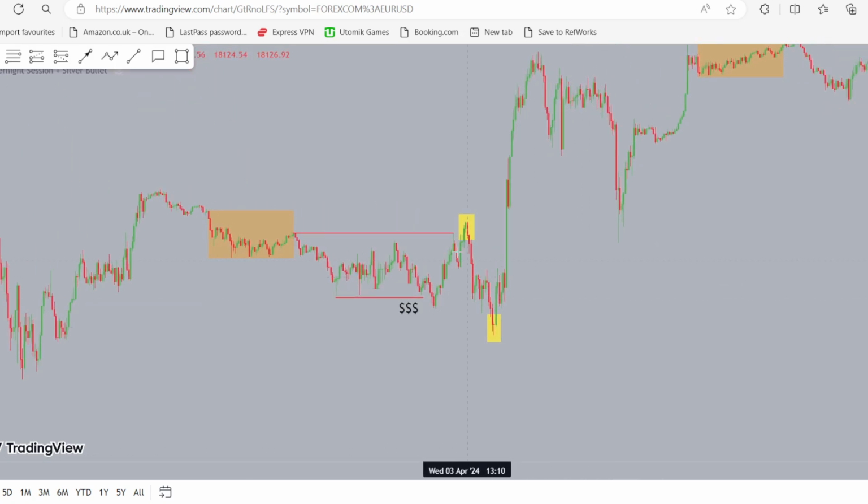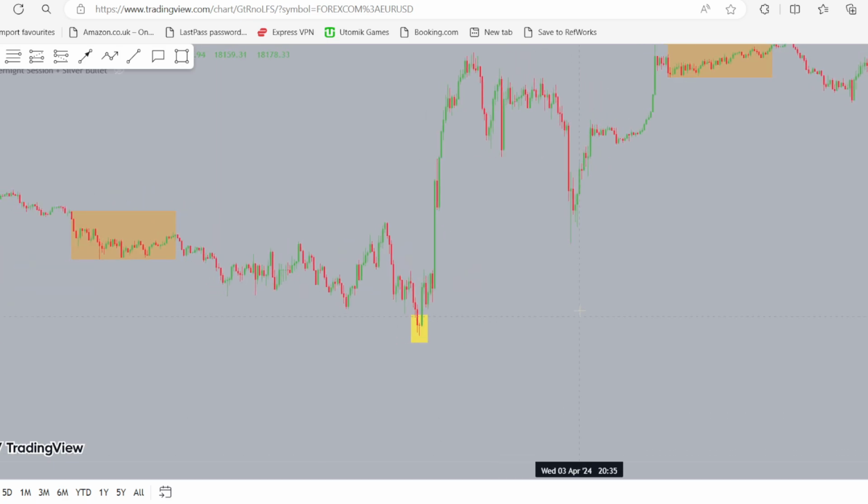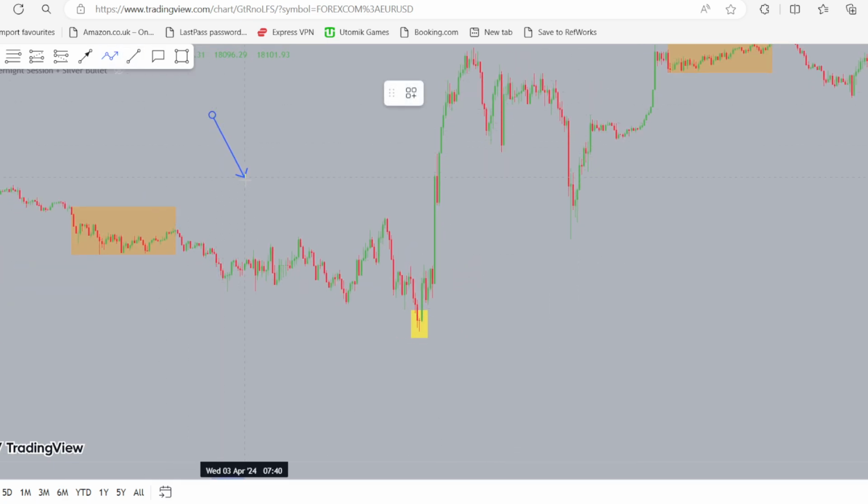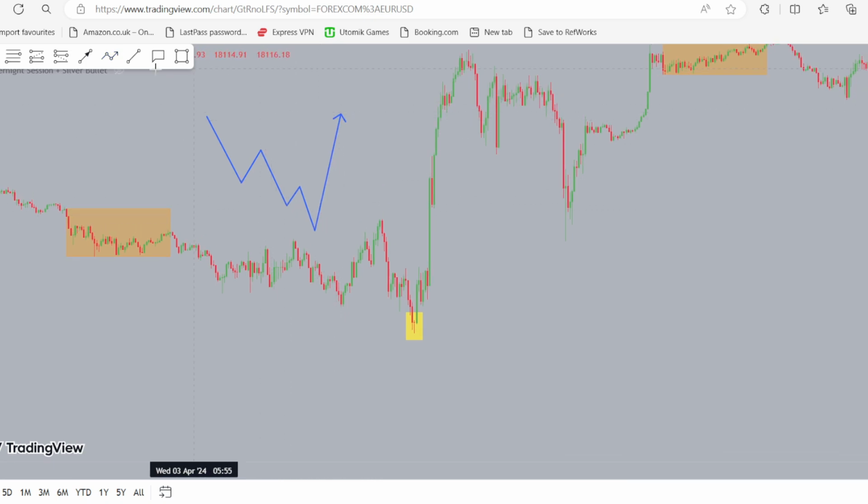So if we zoom out to the charts, it's very obvious to see where that market shift was. We see the market shift over here. So we're looking for price to go down, down, down, and then break the high. So we see this market shift just over here like this.